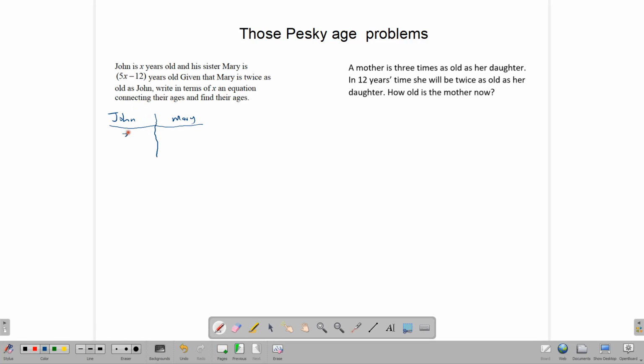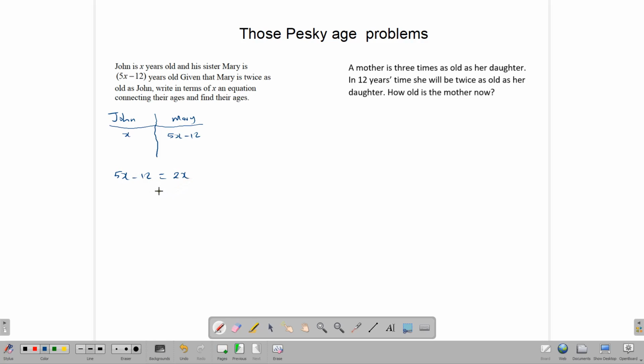John is x and Mary is 5x minus 12. Given that Mary is twice as old as John, if we take John's age and multiply it by 2, we should get Mary's age. So it says Mary is twice as old, which means that Mary's age, 5x minus 12, is equal to twice John's age, which is 2x.